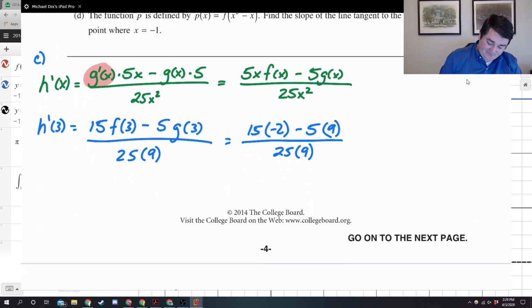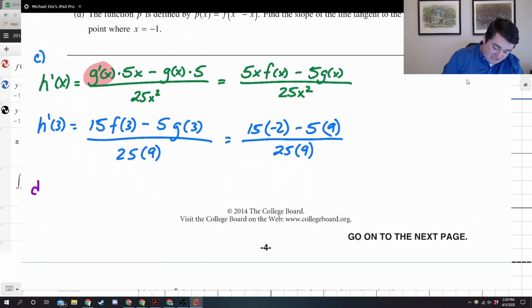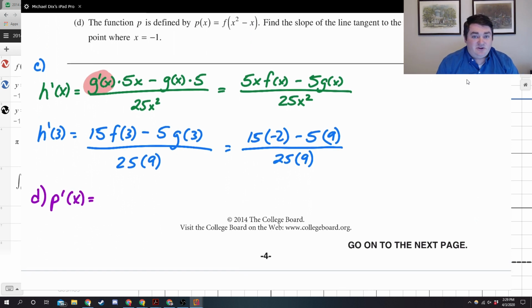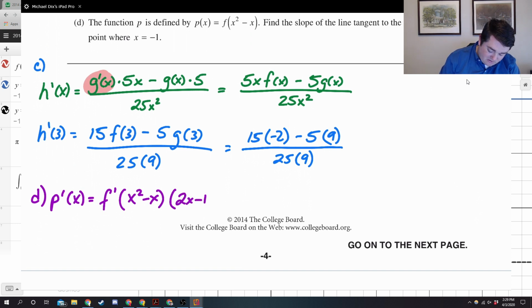Okay, so we need to start part D by establishing what is p prime of x. To take this derivative, hopefully you notice we're going to need the chain rule. The chain rule, we're going to take the derivative of the outside layer first. So f prime of x squared minus x times the derivative of the inside layer, which is 2x minus 1. And we were asked to find p prime of negative 1.